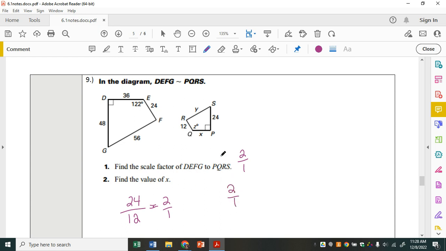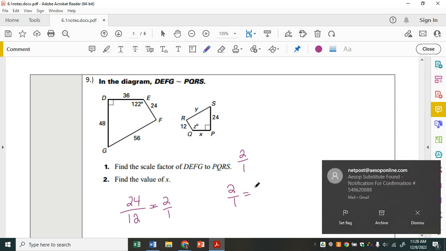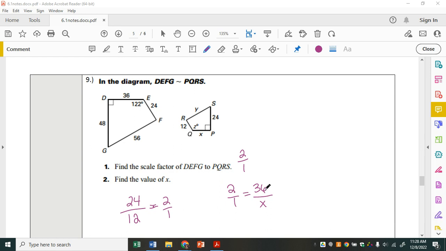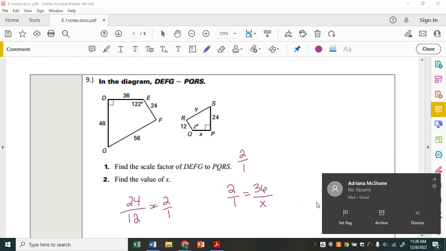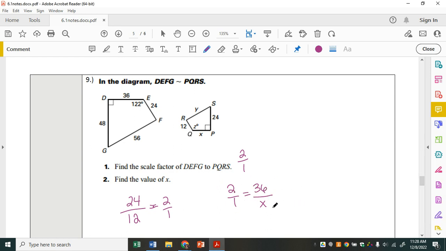It says find the value of x. I'm going to use my scale factor of 2 over 1. QP here, which is x, is going to correspond to ED, which is 36. So I'm going to put this as 36 over x. Okay, and when I have this, I cross multiply and divide. I end up getting that x is equal to 18.